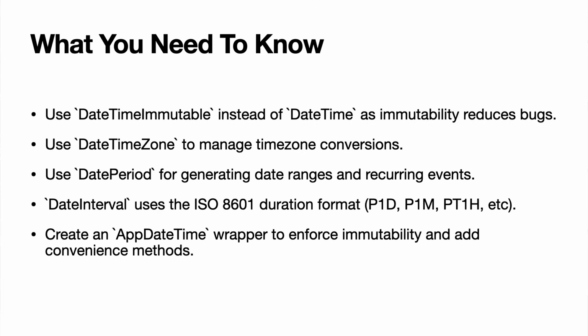As a brief recap, use the DateTimeImmutable class instead of the DateTime class, as immutability reduces bugs. Use DateTimeZone to manage time zone conversions. Use DatePeriod for generating date ranges and recurring events. DateInterval uses the ISO 8601 duration format, which includes things like P1D for 1 day, P1M for 1 month, and so on. Create an AppDateTime wrapper to enforce immutability and add convenient methods.